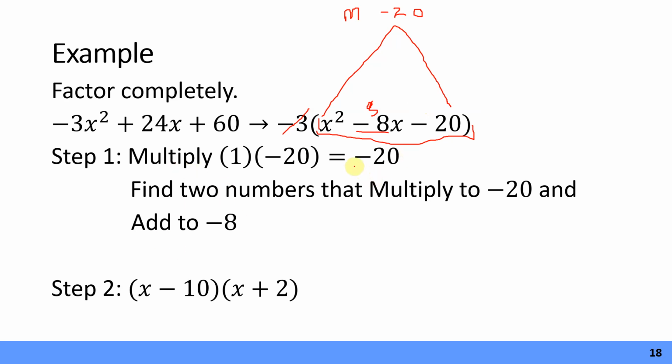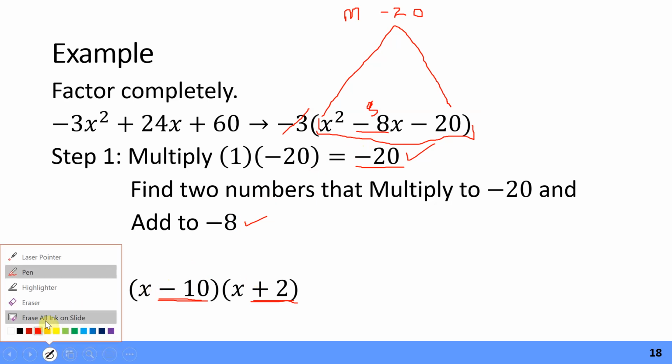So two numbers that multiply to negative 20, we had to use negative 10 and positive 2 because negative 10 times positive 2 gives me the negative 20. Now when I add them, what is negative 10 plus 2? That gives me the negative 8 in the middle. Okay, so sometimes your signs are going to be different. That's perfectly fine. Just make sure you find the two numbers that satisfy your requirements. Okay, are we done? Of course not, right?